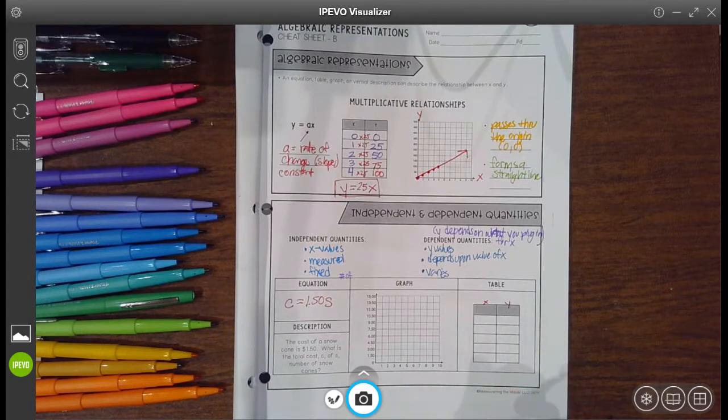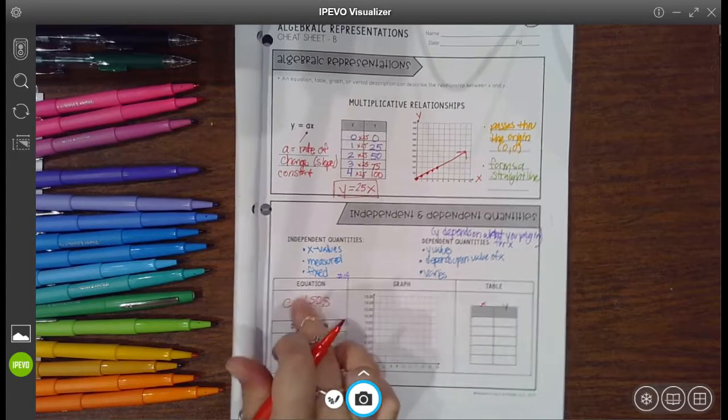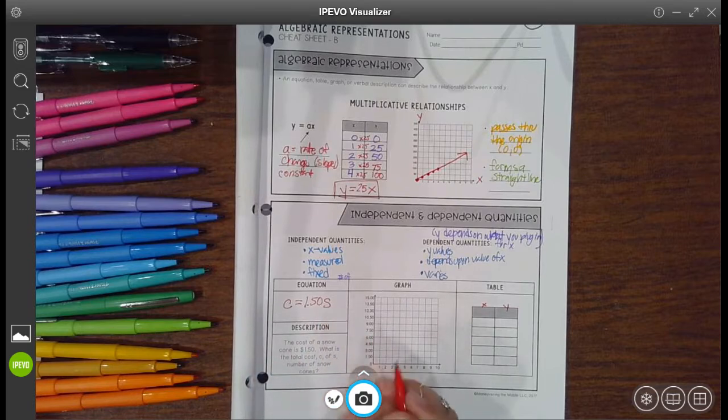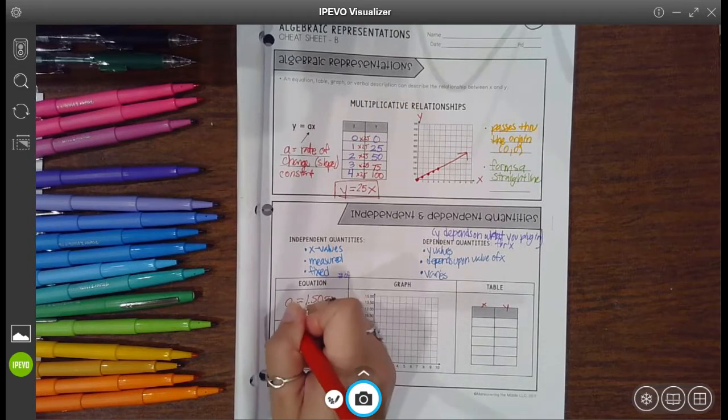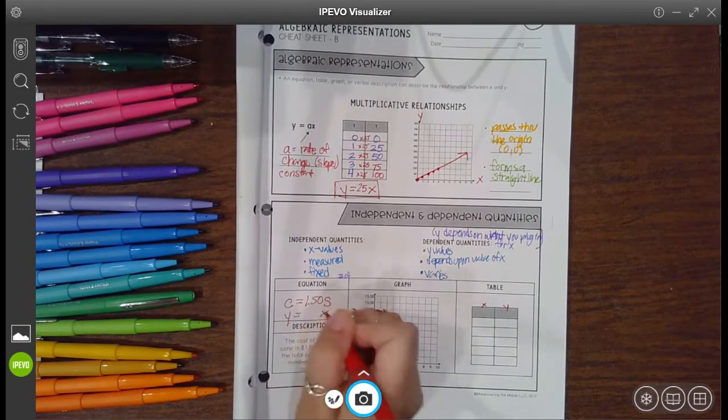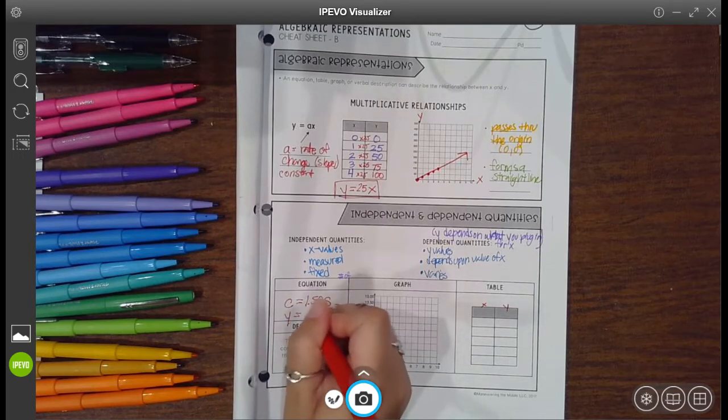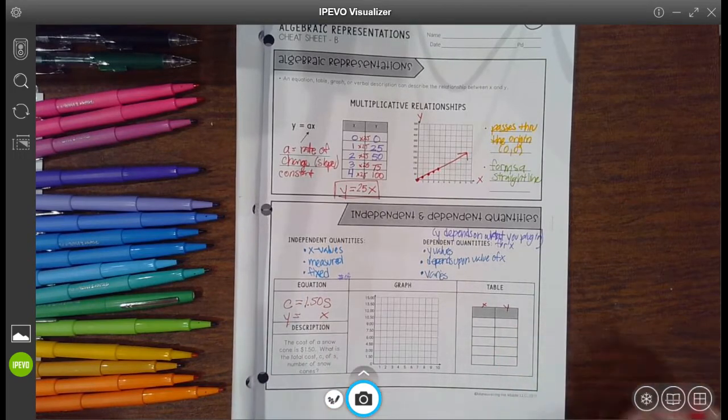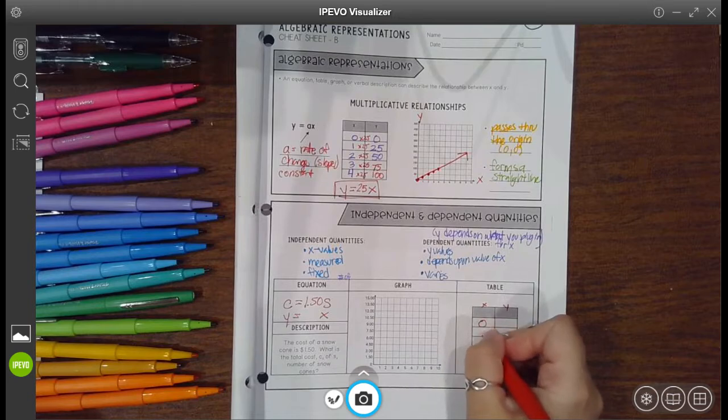So filling out the table helps them figure out what should go in the equation. For this one, they told me to use C and S, but most of the time it's always x and y. So let's plug in some numbers. Let's plug in 0, 1, 2, 3, and 4.